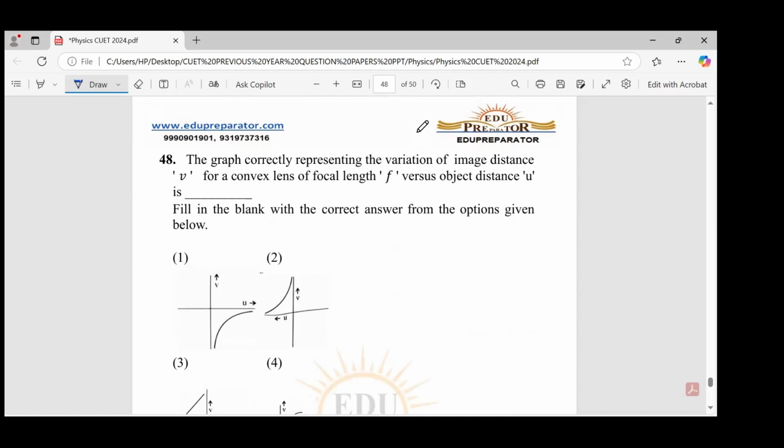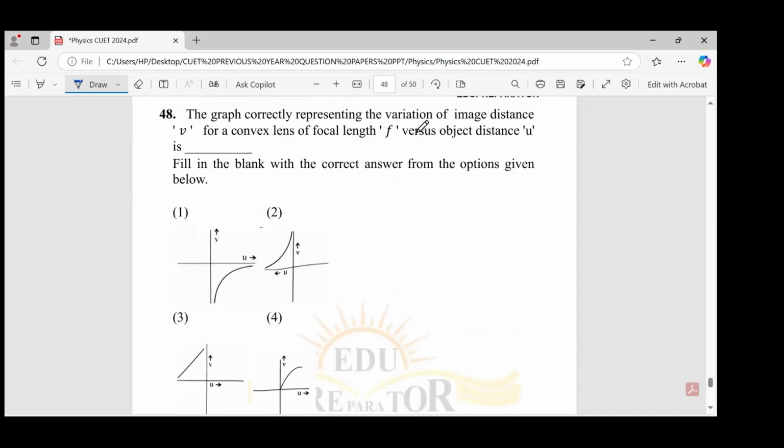Now, this is a practical question. The plot you will have done, the UV graph, right? The UV graph, and this graph is for a convex lens. For a convex lens, V is positive, U is negative. So U is negative and V is positive for a real image. So therefore, this is the correct answer. That is the second quadrant.